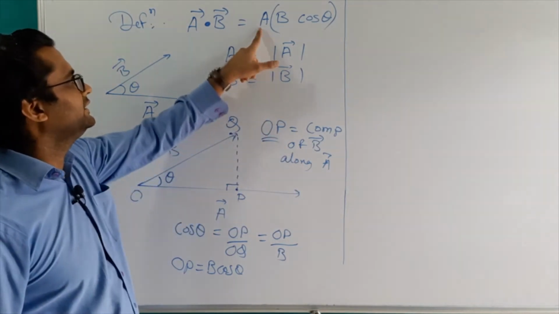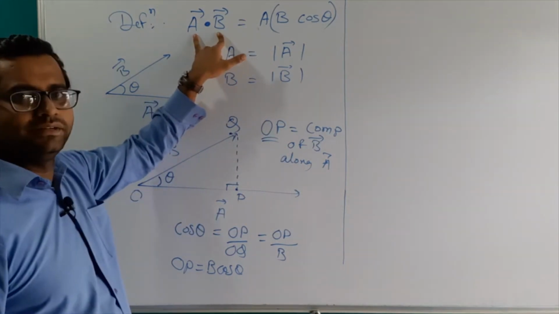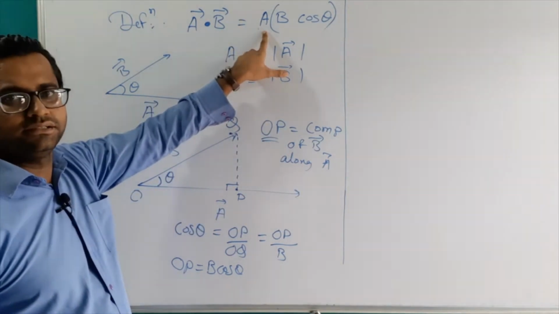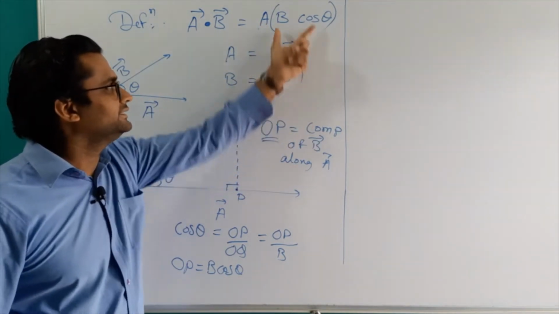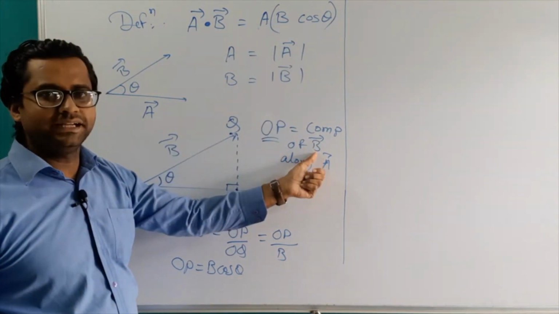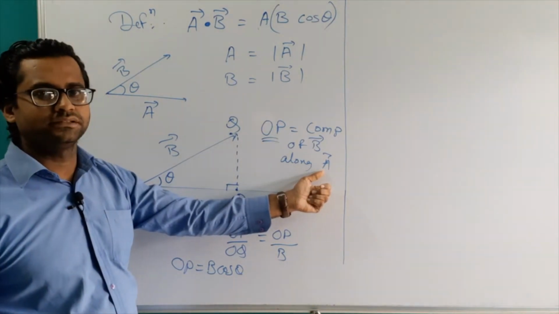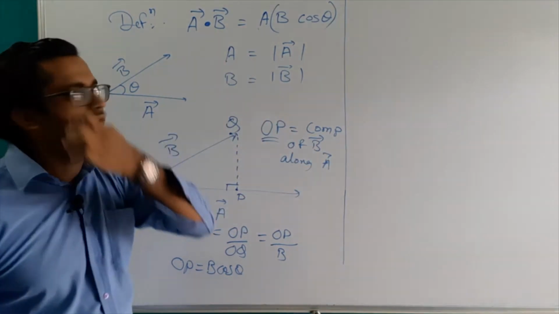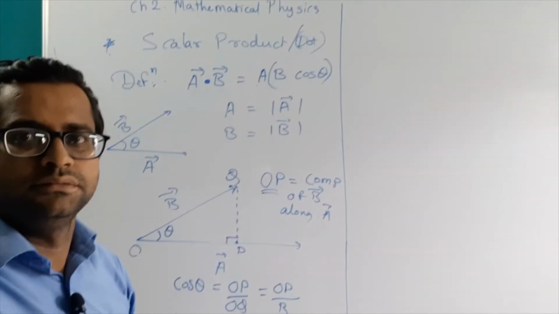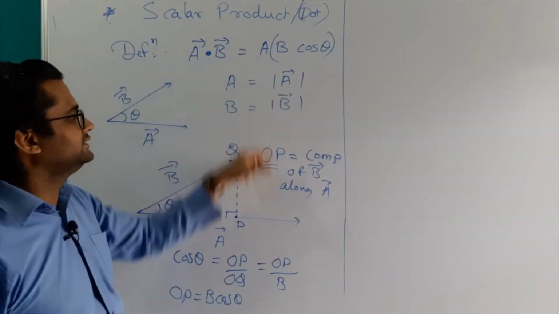So we can redefine the dot product of two vectors as one vector multiplied by, what is this? It is the component of the second vector in the direction of the first vector. Okay, let me explain this once again.